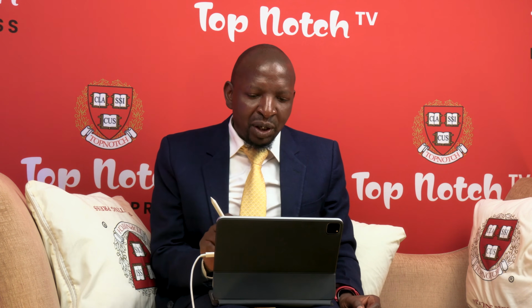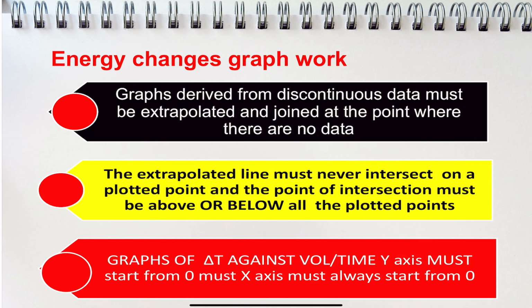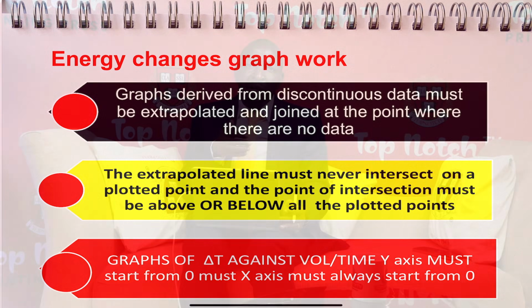Let's look at another point that is very much important: graphs derived from discontinuous data must be extrapolated and joined at the point where there is no data. I'd like to explain this point more using an example, because I know some students are not getting that point of graphs derived from discontinuous data. I'll be able to explain that.